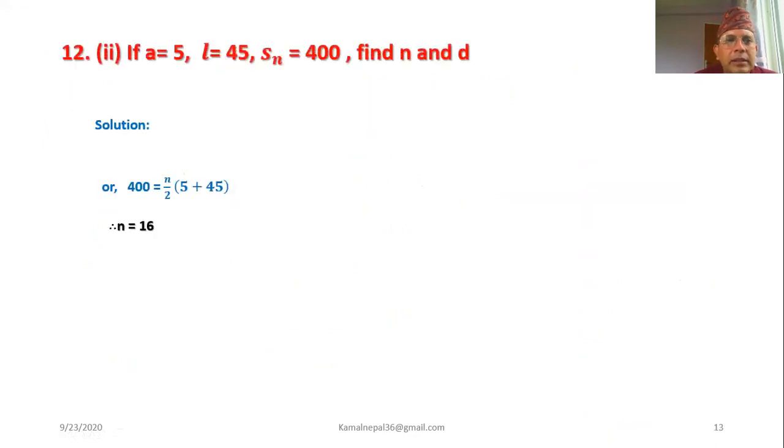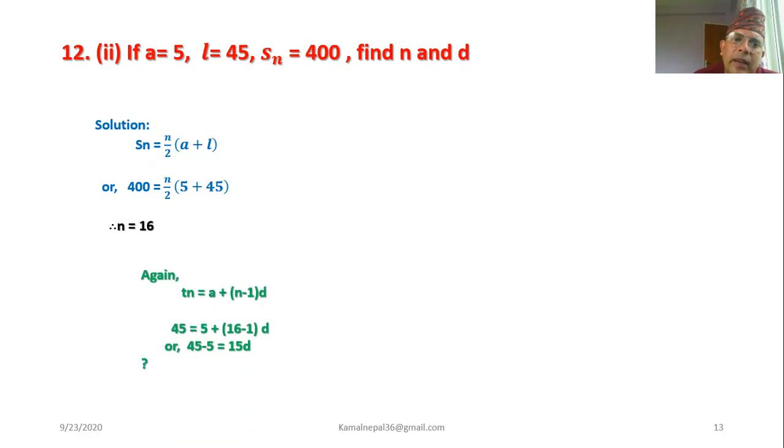Now 12, second question. a is equal to 5 there, l is equal to 45, and Sn is equal to 400. Find n and d. So your solution is Sn is equal to n by 2, a plus l. Substitute all these values. Sn 400, l is 45, then you get n is equal to 16. I did all these directly, you can do it yourself, okay? And again, you can find your d also by taking the Tn is equal to a plus n minus 1 d formula. Substitute all these values, you will get it.